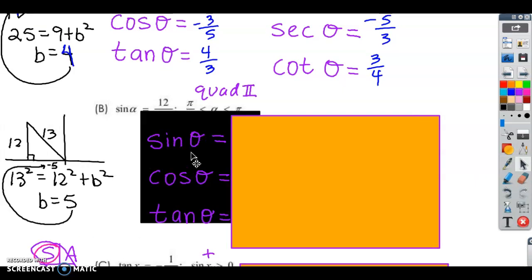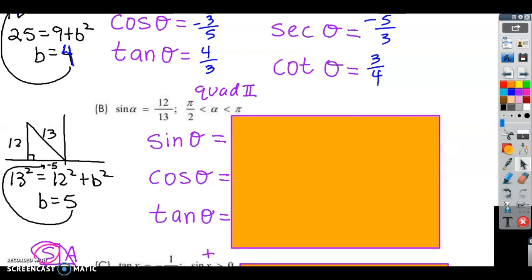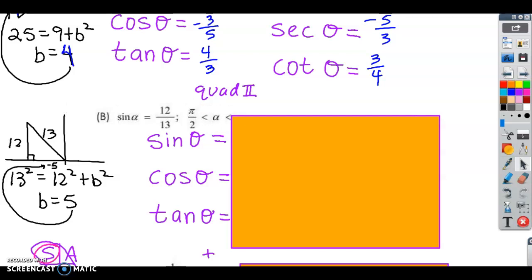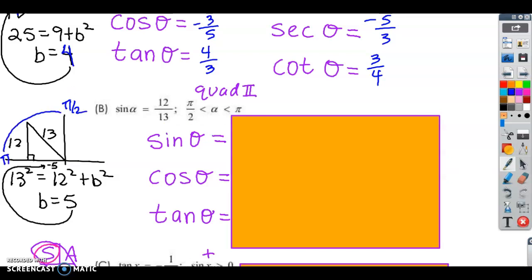Okay, the hardest part is drawing the triangle. So hopefully we got the triangle. It's in quadrant 2. The only reason we know it's in quadrant 2 is that the sine is positive, so that means the y value is positive. So y is positive up here in quadrant 1 and quadrant 2. And also, this tells us that the angle we're dealing with here is between pi over 2 and pi. Where is that? Pi over 2 is up here, and pi is over here. So if the angle is between pi over 2 and pi, it's got to be in the second quadrant.